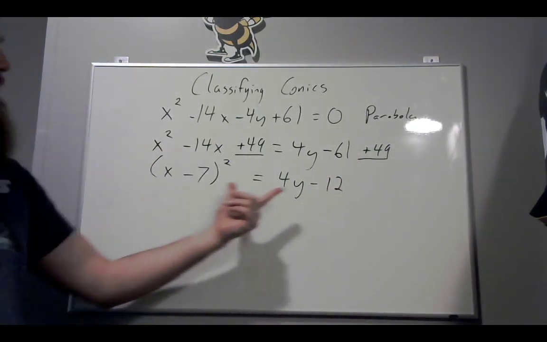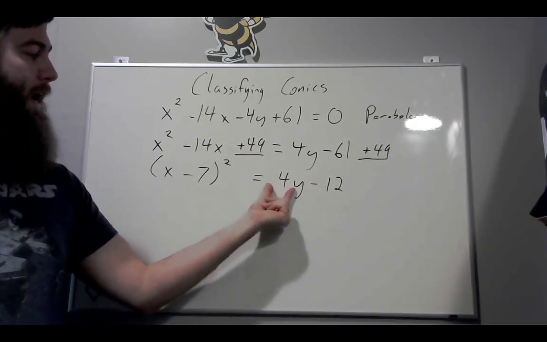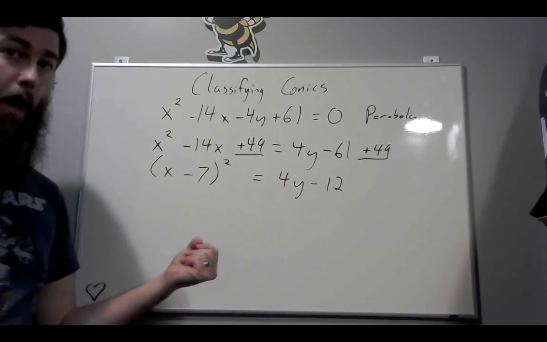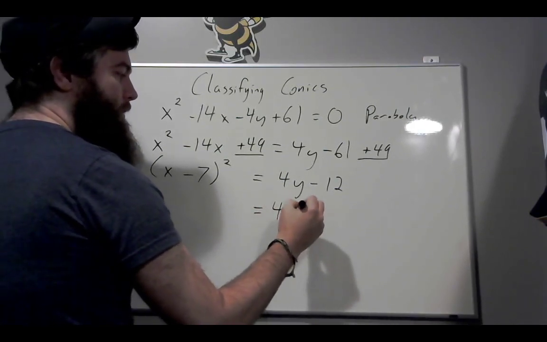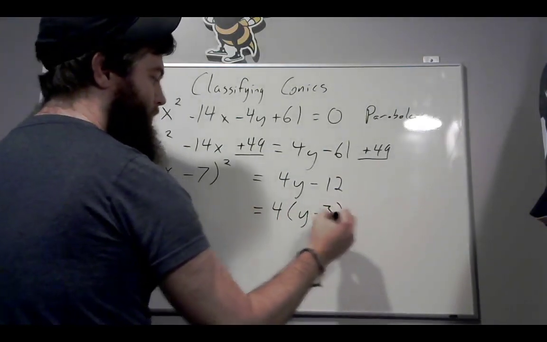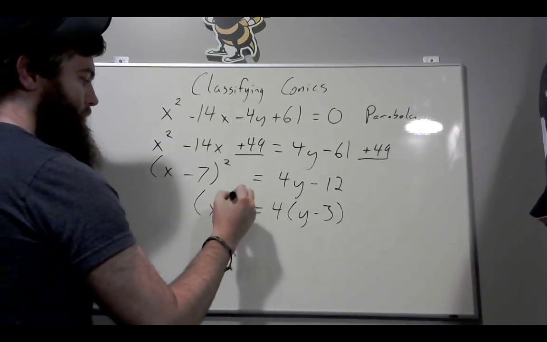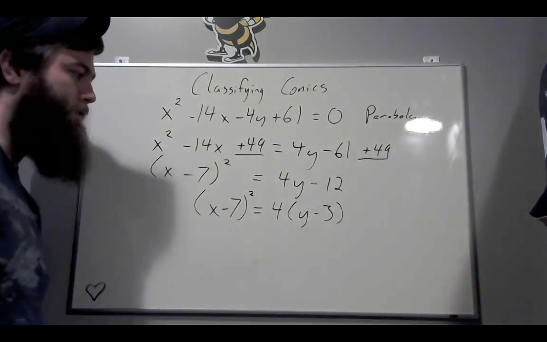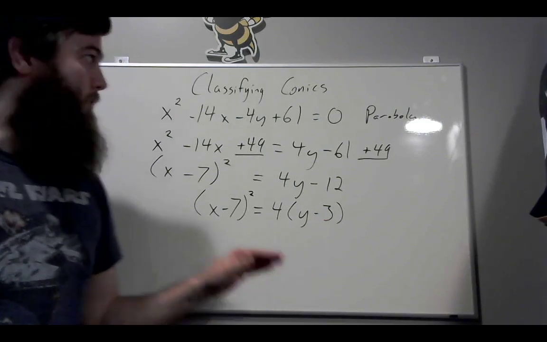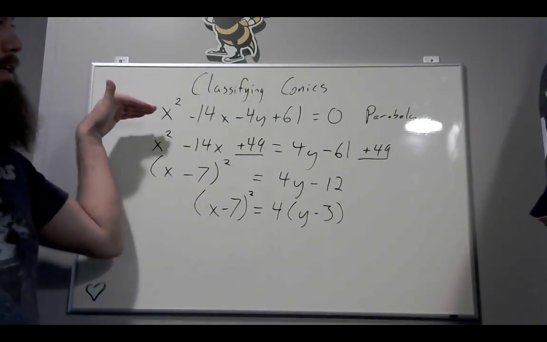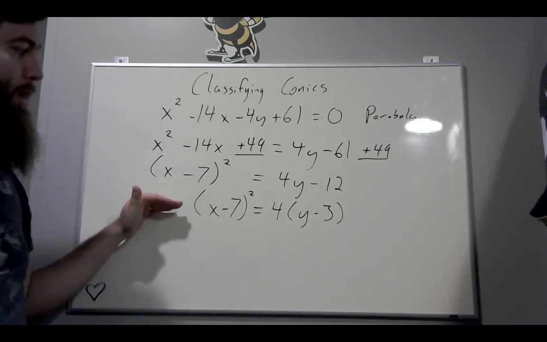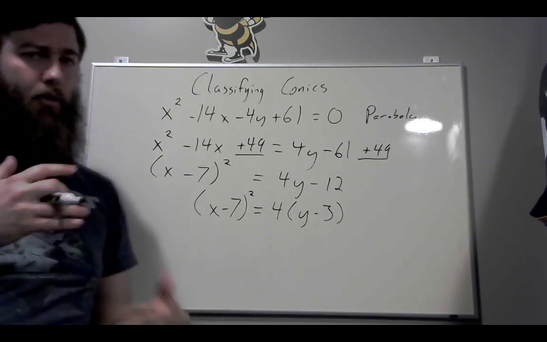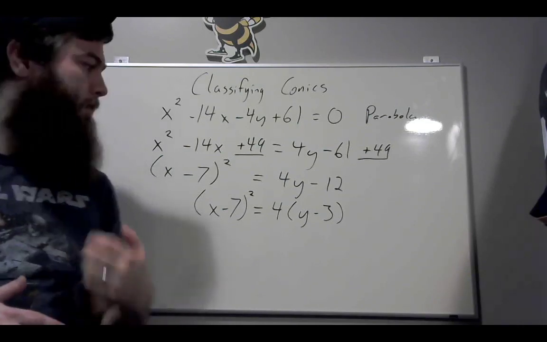So the last thing I need to do is then just factor out whatever is in front of that y value. So I'm going to GCF that 4, leaving me with 4 times y minus 3, and on the left, x minus 7, that quantity squared. So that's it. So you need to recognize that it's a parabola. If it is a parabola, then you need to go and put it into its standard format, and you can then go and find different pieces of information.